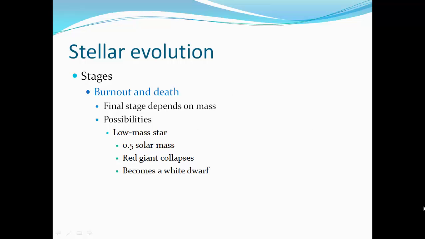Possibilities: a low mass star, with a half solar mass, so half the mass of the Sun. The red giant collapses and becomes a white dwarf. The final stage depends on the mass as well. So now the medium mass star is going to be between 0.5 and 3 solar masses. The red giant collapses, a planetary nebula forms, and then it becomes a white dwarf.